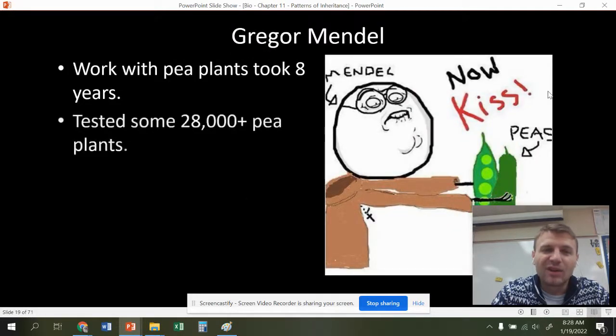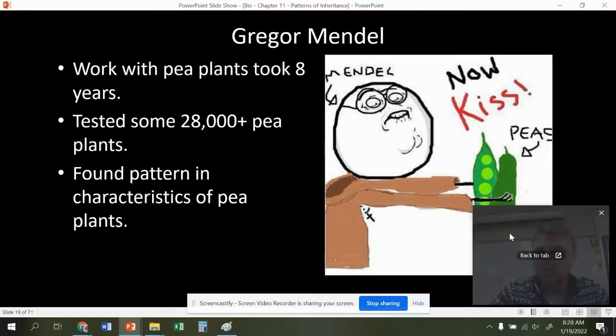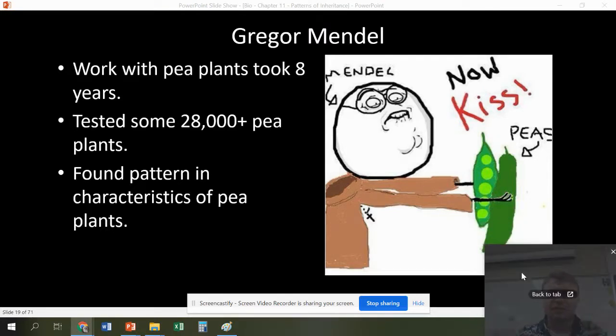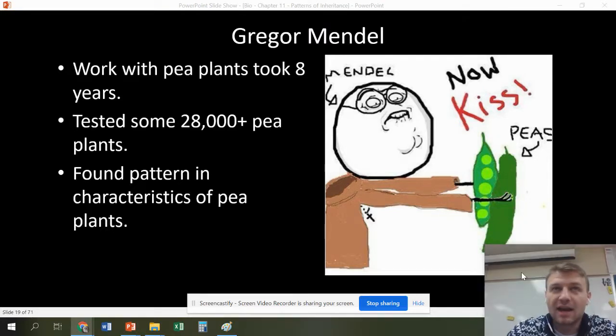Okay, so Gregor Mendel. He knew that something was being passed on from parent to offspring. He just couldn't tell what it was or how the patterns of this inheritance were passed on. So what he did was he worked for 8 years with thousands of pea plants. I mean, thousands of points of data. This was really a time when science was in its baby years. It was just developing the scientific method and learning how to use math. And he found really cool patterns in these peas.